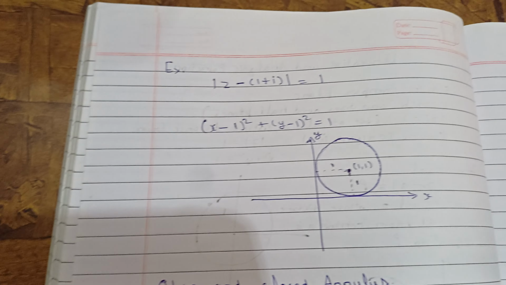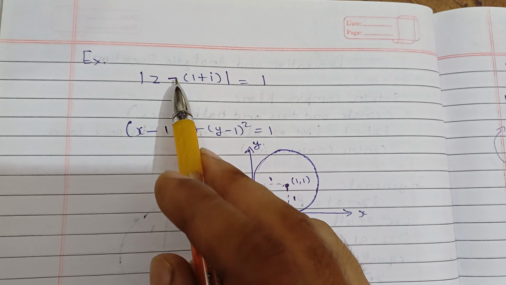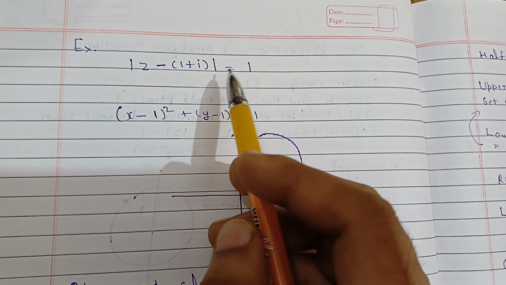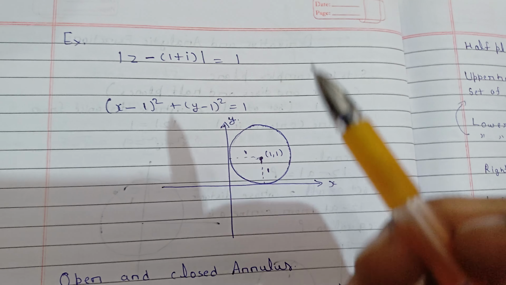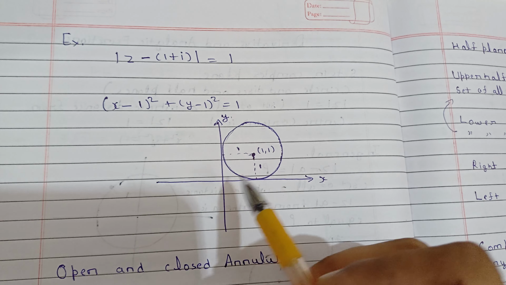Now let's see one more example. |z - 1 + ι| = 1. Just compare with the equation |z - a| = ρ. So a is this, the center is at (1, -1) and the radius is 1. So this is our circle represented by this.